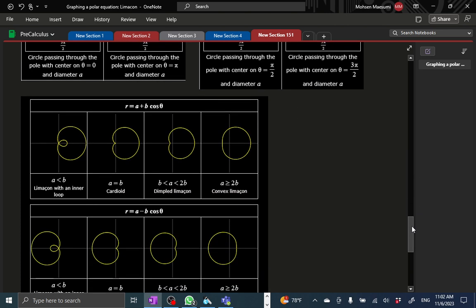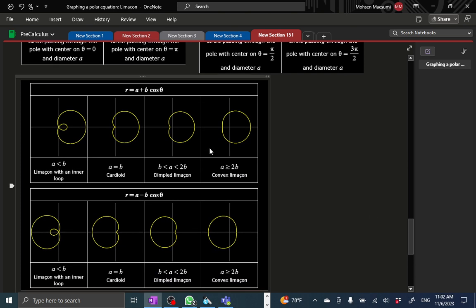So if you have a number plus another number times cosine of theta, and these two numbers are both positive, you'll have one of these four configurations depending on the relationship between A and B. If A is less than B, we have a Limacon with an inner loop. If A is equal to B, we are going to have a cardioid. That loop shrinks to just a point.